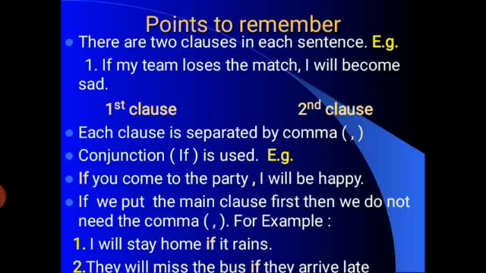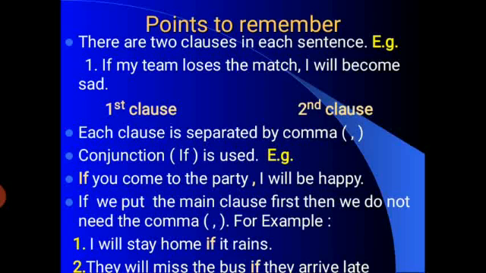Fourth point, if you come to the party, I will be happy. So in this example you can see conjunction if is used and comma is also used here. So as I have told you in the second example and the third example, each clause is separated by comma and conjunction if is used. So if you come to the party, if conjunction is used, separated by comma, comma you can see, and I will be happy, this is the second clause. These two clauses are joined by comma.